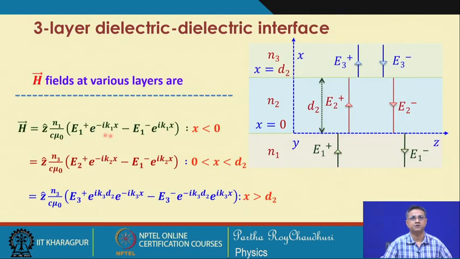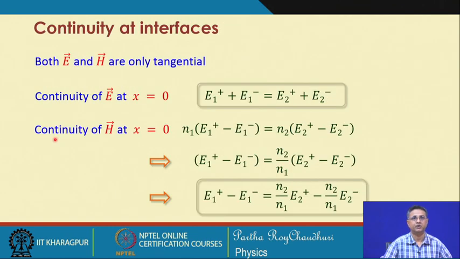At x equal to 0, that is at this interface, this quantity will become E1 plus minus E1 minus multiplied by n1 upon c mu naught. So, that is what we have written here. And from here, if I take this n1 to this side, then I can write down this equation, which is the consequence of continuity of the magnetic field at x equal to 0. So, I have a pair of equations, one with a plus between E1 plus and E1 minus, another with a minus sign between them.